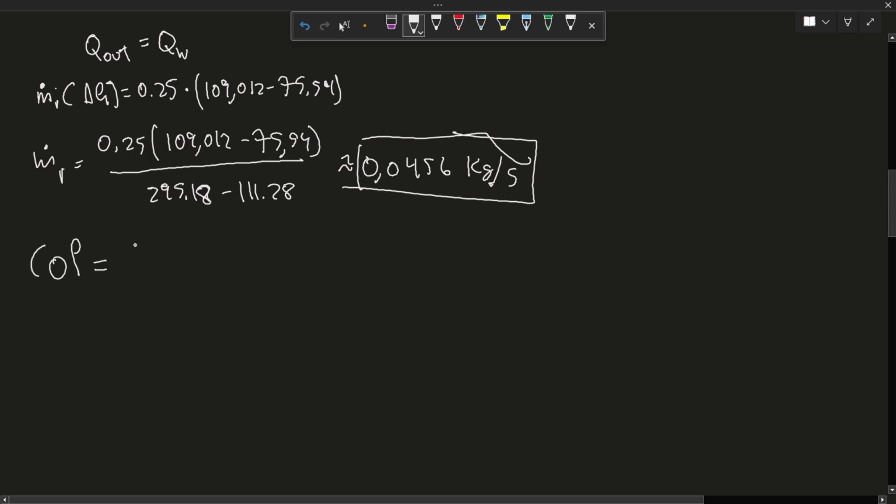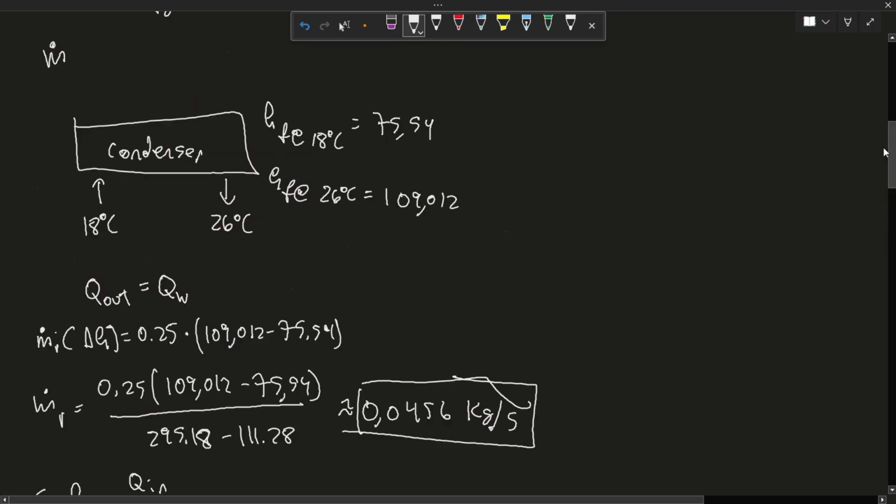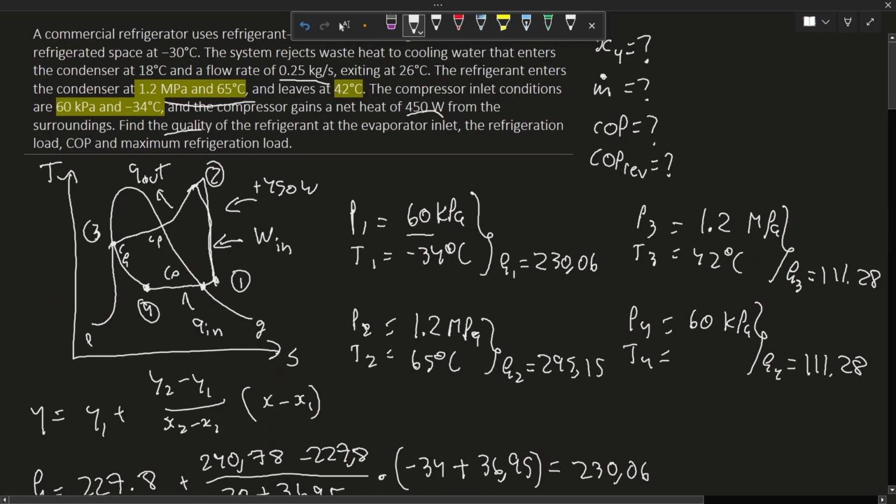Since this is not a heat pump, it's equal to Q in divided by W in. Now, normally you would just do this, but because there's heat coming into our system, you can't directly take m times h1 minus h4, because h1 is not taking into account the heat that is coming in. So whenever you have a problem like this, you find the heat that's coming out, where this does not affect it. So we don't know the actual h1.